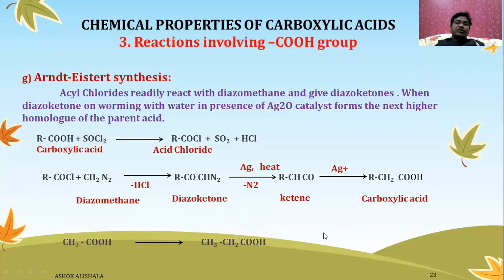Now let us take an example for this one. This is a 2 carbon, acetic acid, and it gives propanoic acid. First it is treated with thionyl chloride to form acetyl chloride, and when treated with diazomethane, the diazoketone is formed. In the third step we use the silver salt, where the ketene is formed, and in the fourth step, on heating in the presence of silver, we get this one. That means if we start with 2 carbons, we will get a 3 carbon carboxylic acid. This is what is called the Arndt-Eistert synthesis.